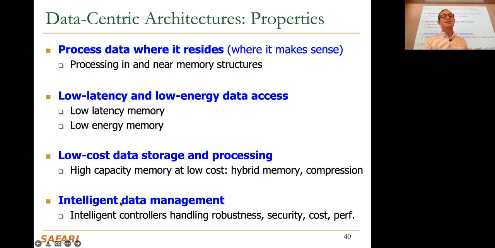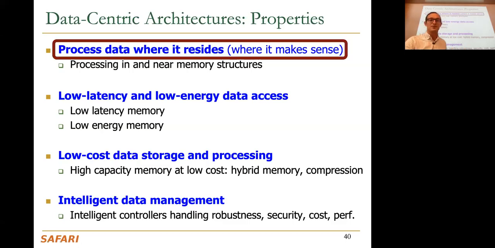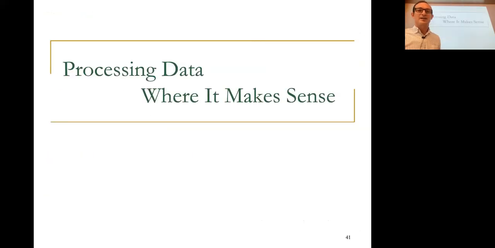And then we need to intelligently manage that important resource. We need to have intelligent controllers handling robustness, security, cost, and performance. So I'll mention some of these, but we'll mainly focus on the first one over here. And I call it processing data where it makes sense because basically today we have no choice.